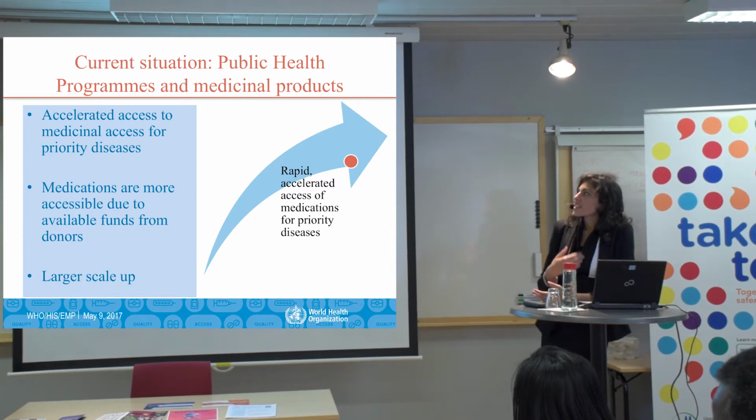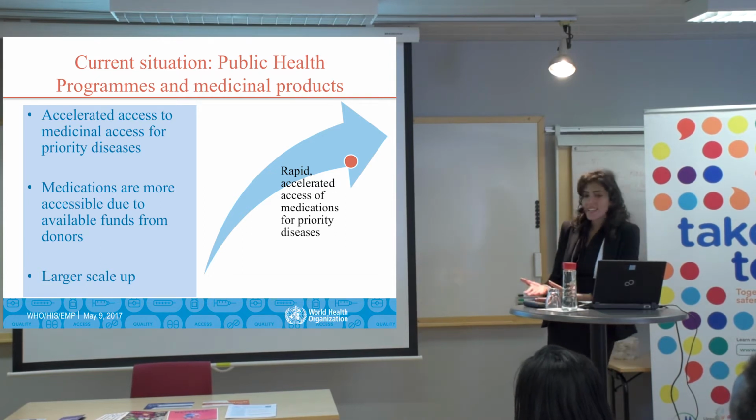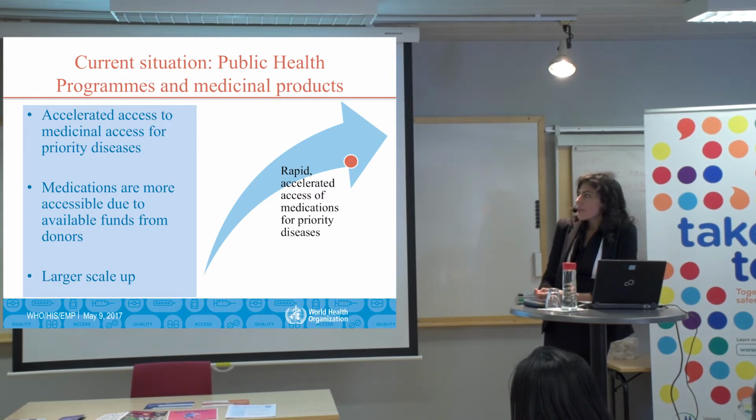As we discussed earlier, there is accelerated access to medicinal products for priority diseases, for example in TB, bedaquiline and delamanid. Medicines are more accessible now because there are more funds for medicines, and also there's prequalification of medicines, so more medicines are available, and so there's a larger scale-up.